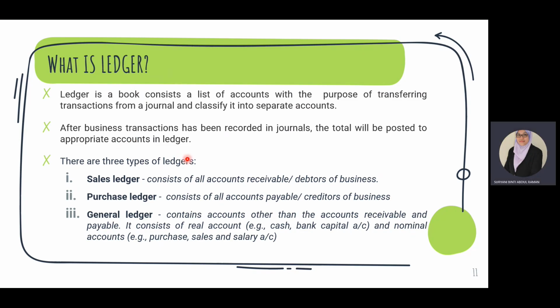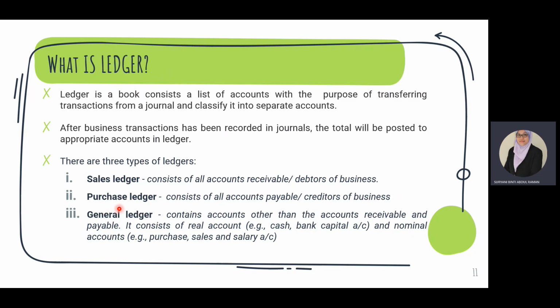There are 3 types of ledger. First, the sales ledger, which consists of all accounts receivable or debtors of the business. This is also called personal accounts. Number 2 is the purchase ledger. Purchase ledger, on the other hand, consists of accounts related to accounts payable or the creditors of the business. This is also personal accounts.